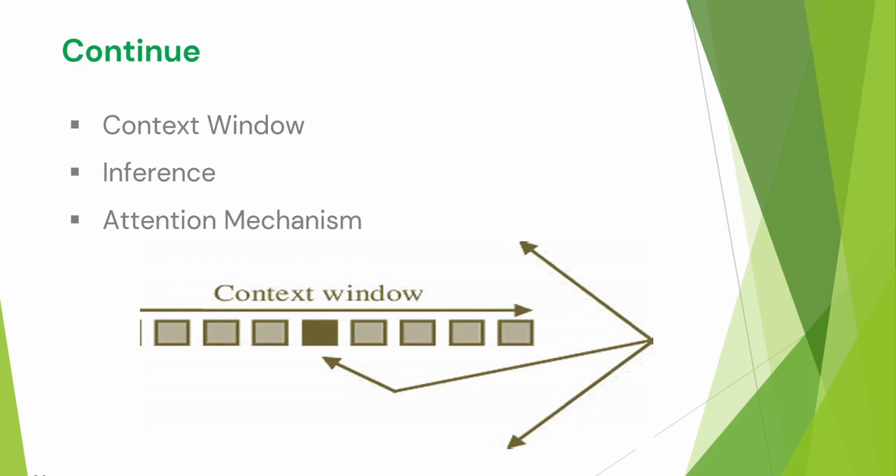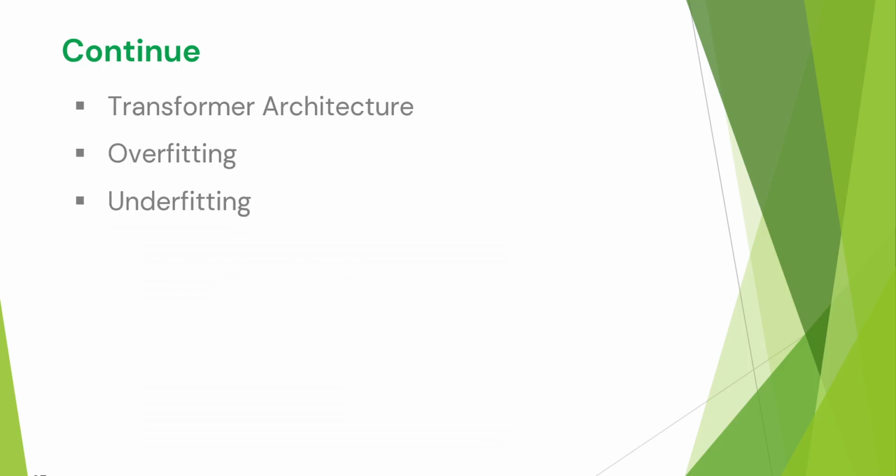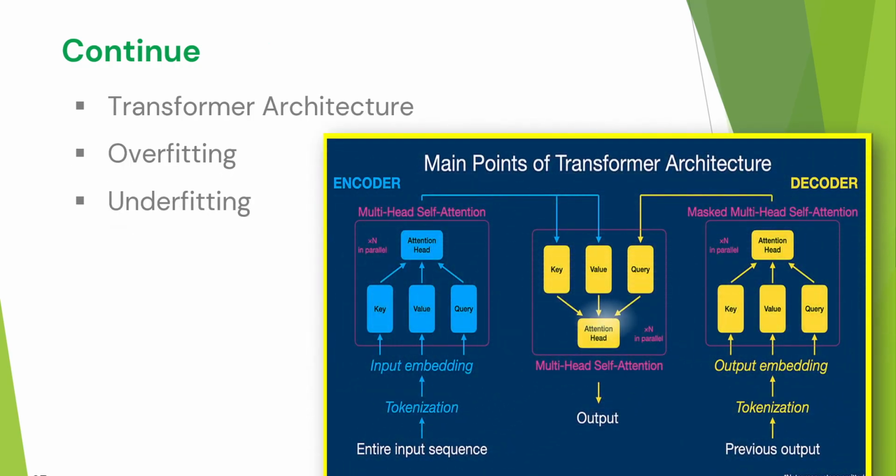Inference is the process of using a trained model to generate predictions or outputs. Its main purpose is to generate text or perform tasks like translation and summarization. Next comes the attention mechanism, which is a technique that allows the model to focus on different parts of the input when making predictions. It improves the model's ability to understand and generate text by giving more weightage to relevant parts of the input. Next, the transformer architecture, which is a type of neural network architecture that uses a self-attention mechanism. It enables the model to handle long-range dependencies and parallelize the training process.